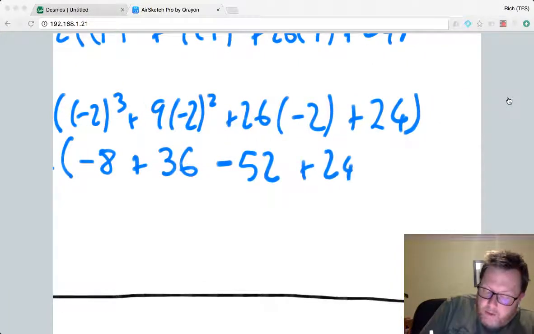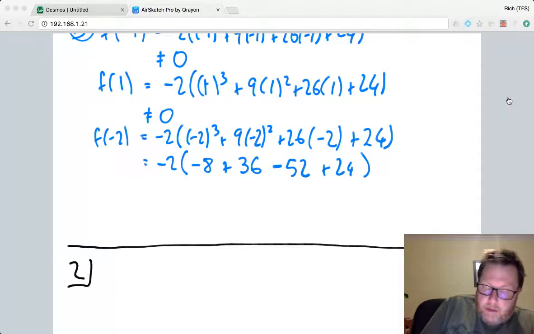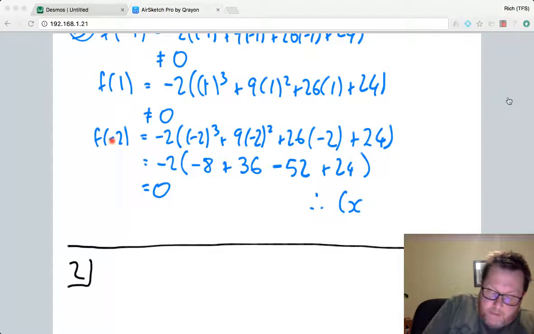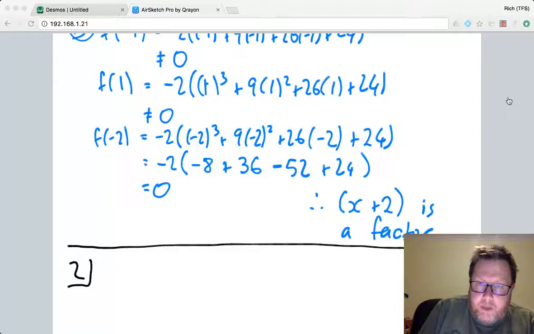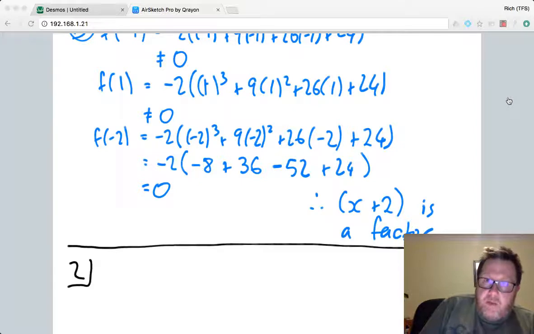And then plus 24. So if I look at the positives, that's 36 and 24, which makes 60, and minus 8 minus 52 gives me negative 60. So this whole thing's going to give me 0 inside the brackets, and negative 2 times 0 is 0. So that's equal to 0, so therefore, x minus negative 2, that worked, so x plus 2 is a factor. Now, I should say that I could keep on going. I could go f of 2, and then f of minus 3, f of 3, f of minus 4, f of 4, and I could keep going and draw out all the factors.